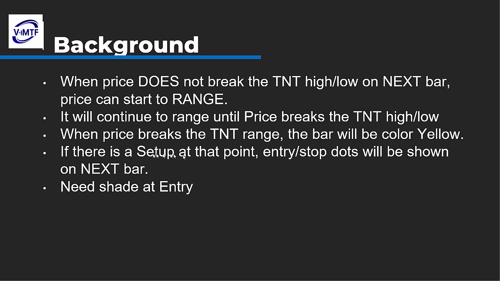If there is a setup at that point, entry dots will be shown on the next bar. If there's no setup when the yellow bar occurs, you will not get any entry bar dots at all. So some yellow bars will have entries on the next bar, some won't. It depends if there's a setup situation there or not. Either way, if you have setup entry dots, you need to make sure there's a shade at the entry, not on the yellow bar, but at the entry.